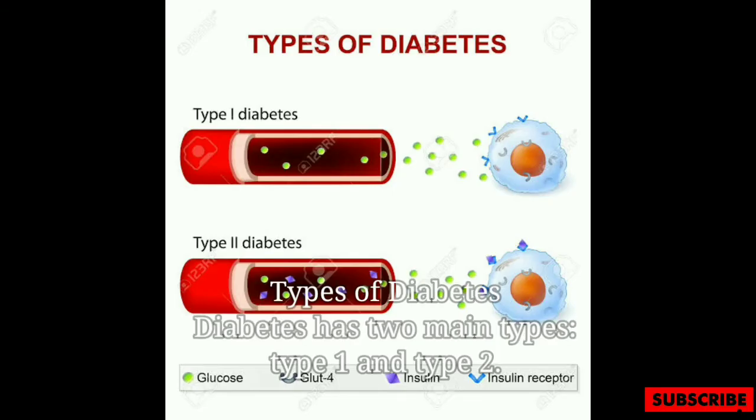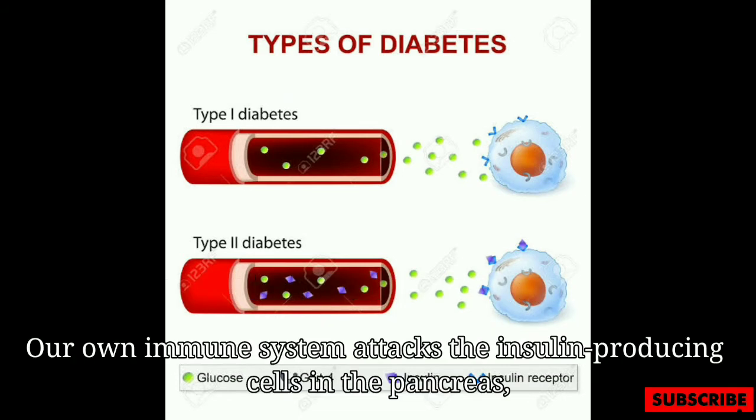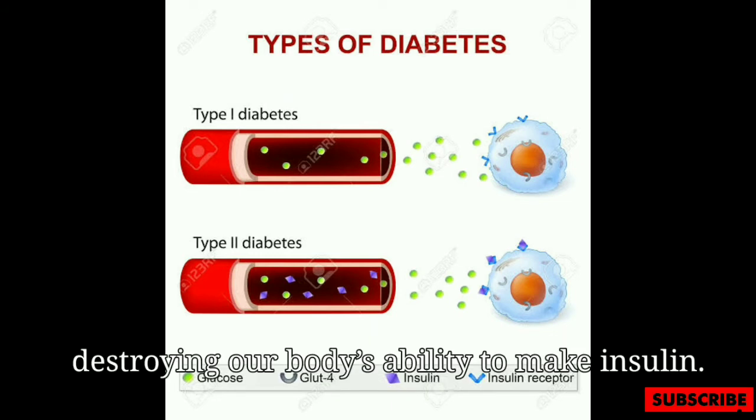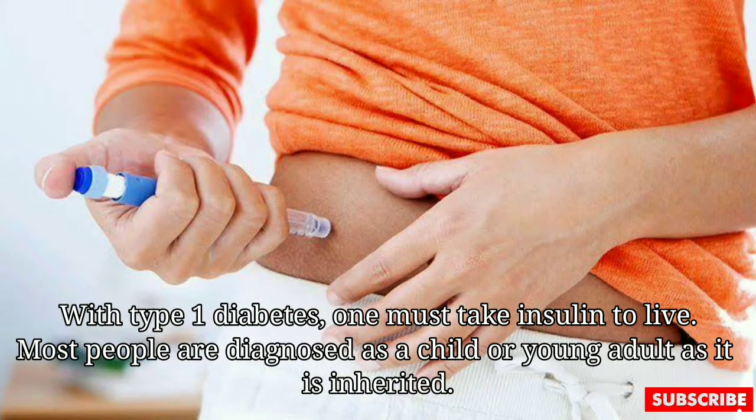Types of diabetes. Diabetes has two main types, type 1 and type 2. Type 1, also called juvenile diabetes or insulin-dependent diabetes, is an immune system disorder. Our own immune system attacks the insulin-producing cells in the pancreas, destroying our body's ability to make insulin. With type 1 diabetes, one must take insulin to live.